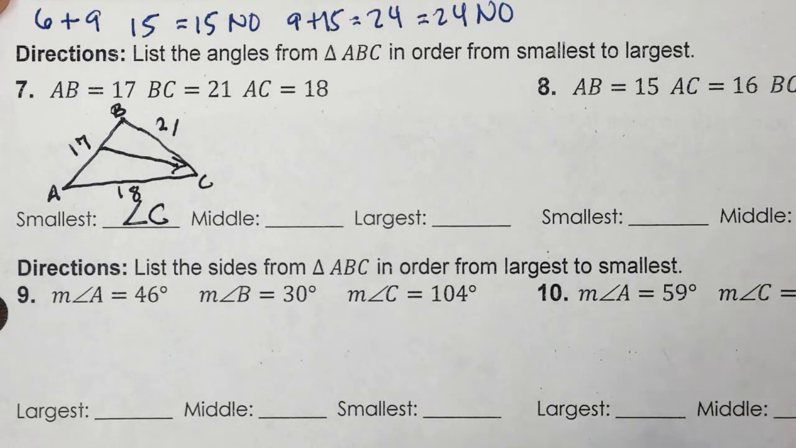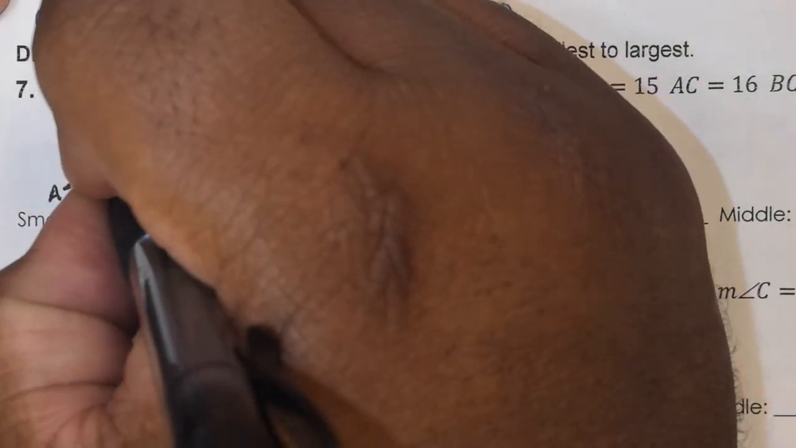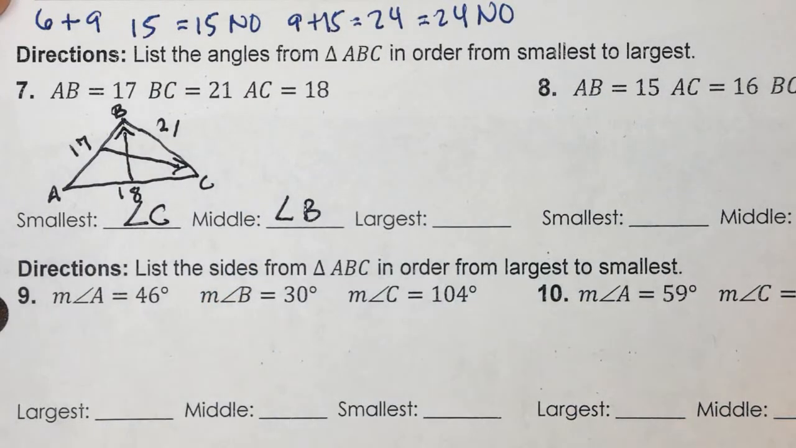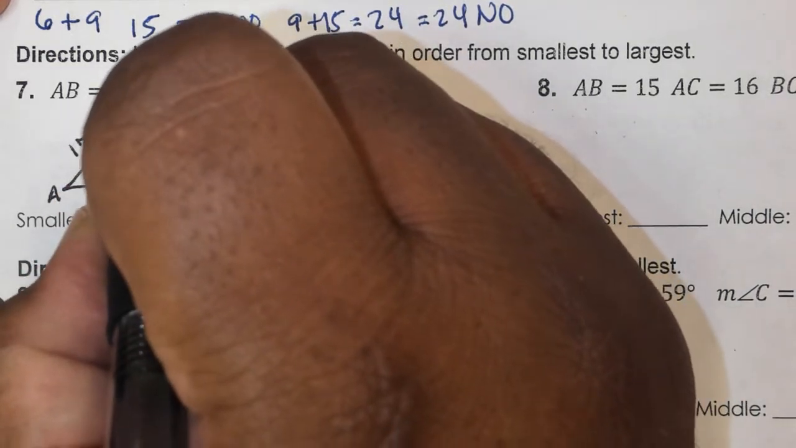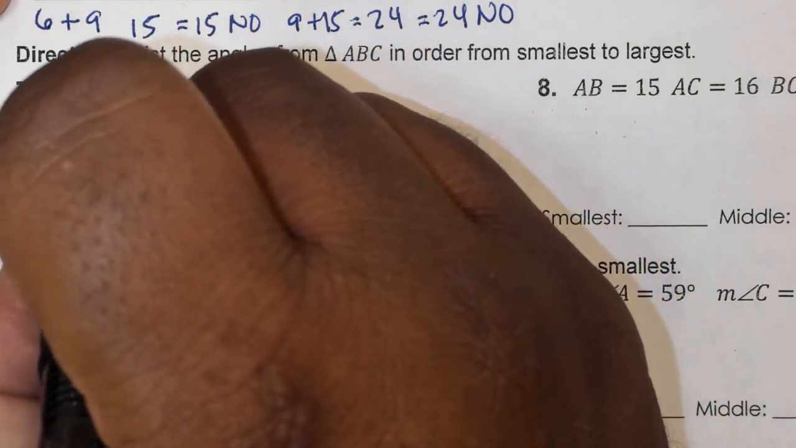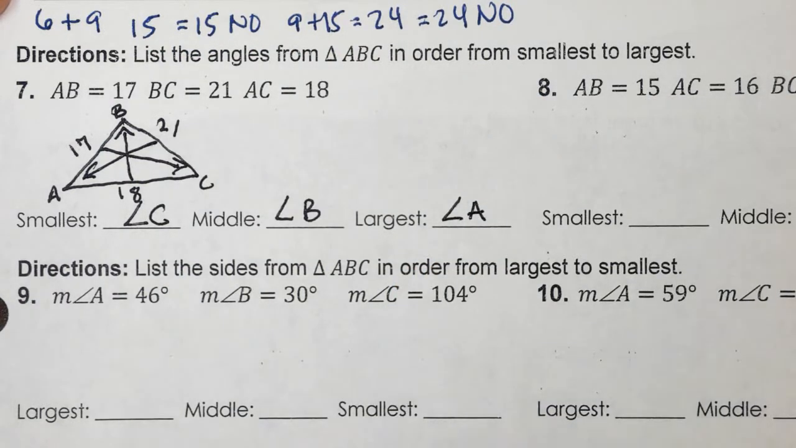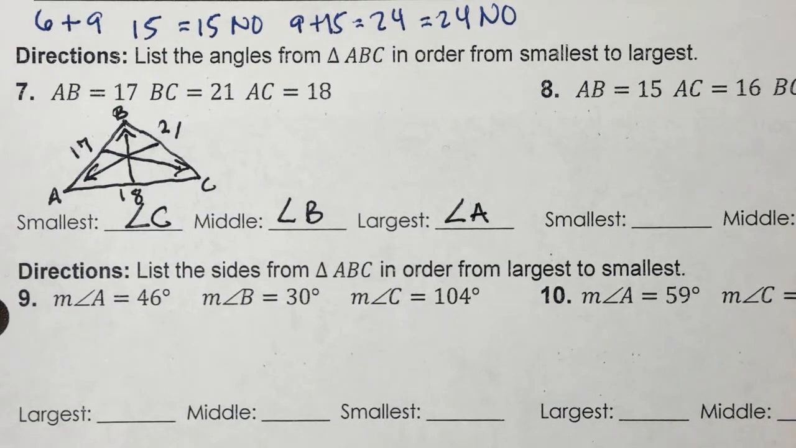And then the middle side is 18. Go across from that. Angle B. And then my largest side is BC with 21 on it. Across from that, angle A. Do number 8.